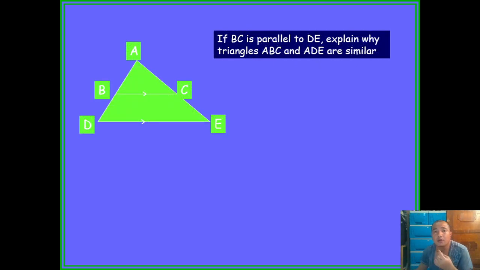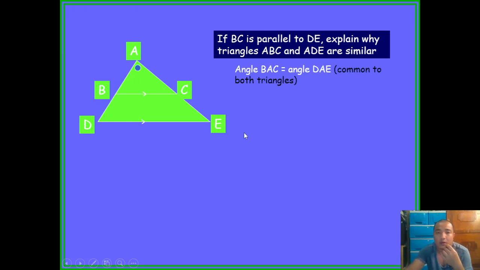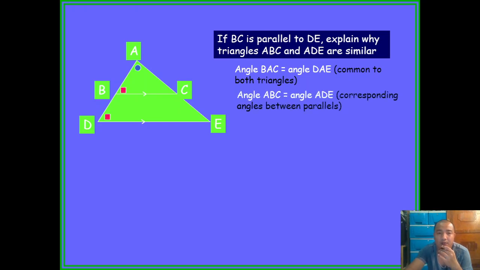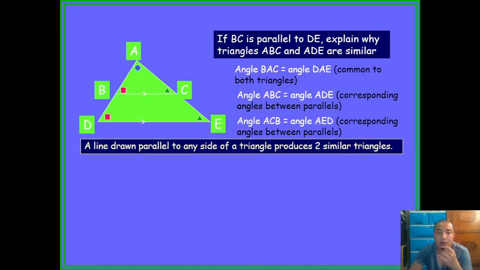In the figure, if BC is parallel to DE, explain why triangles ABC and ADE are similar. Okay, angle BAC is equal to angle DAE. Yes, common to both triangles. Parang reflexive property. Angle ABC is equal to angle ADE. Corresponding angles between parallels are congruent. Also, angle ACB is congruent to angle AED. Corresponding angles between parallels. A line drawn parallel to any side of the triangle produces two similar triangles.